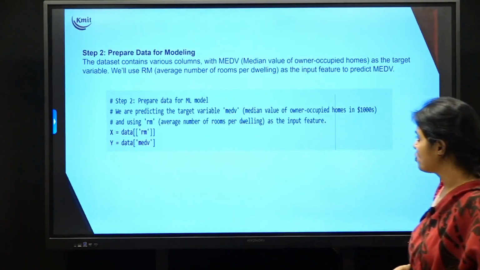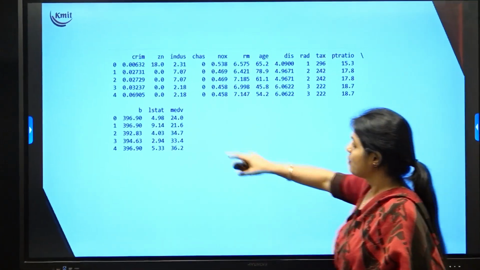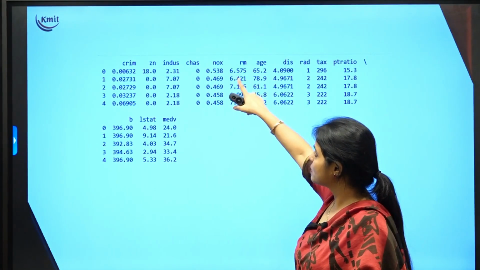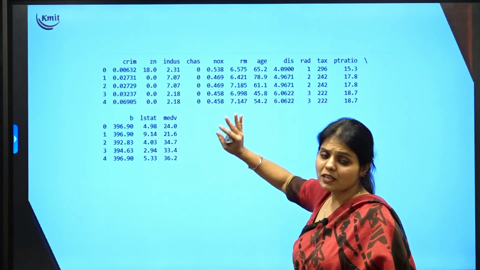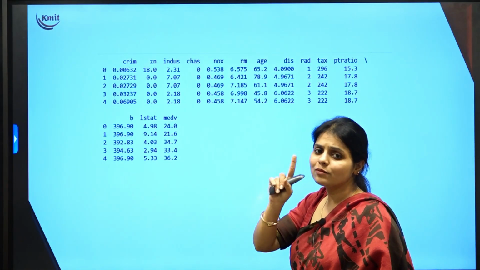Okay, so I want to prepare the data for modeling. From this particular data set, MEDV is the output variable that I want to take, and RM is the input variable that I want to take. This is not multiple linear regression. I am developing a simple linear regression which requires only one input variable and one output variable.